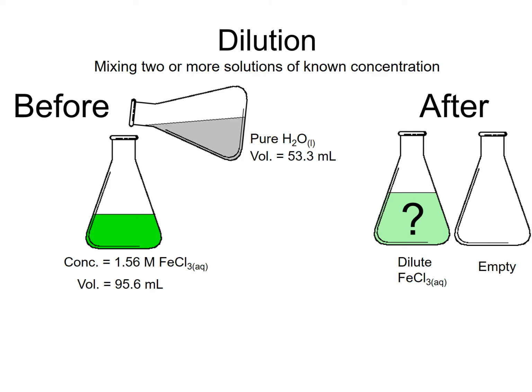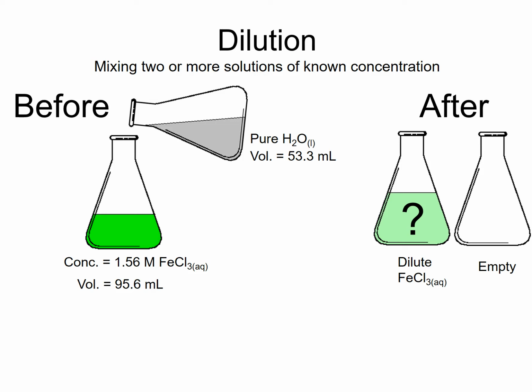Now, keep in mind that there are ways of telling whether you've got the right answer or the wrong answer. We already know what concentration means, and if we start with a 1.56 molar iron chloride solution, we had better wind up with a value that is less than 1.56 molar. After all, we're adding water, we're creating a more dilute solution, and more dilute solutions mean lower concentrations. So the final answer had better be a number that is less than 1.56 molar. Let's take a look at how we would actually calculate that.